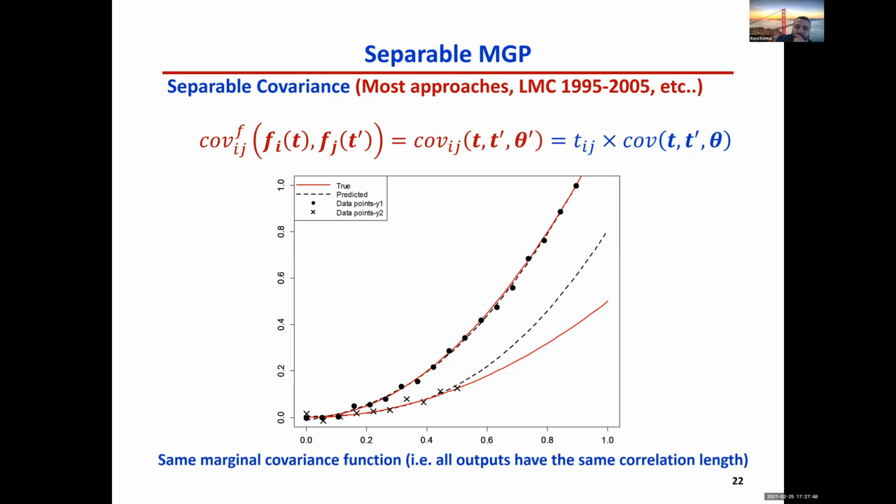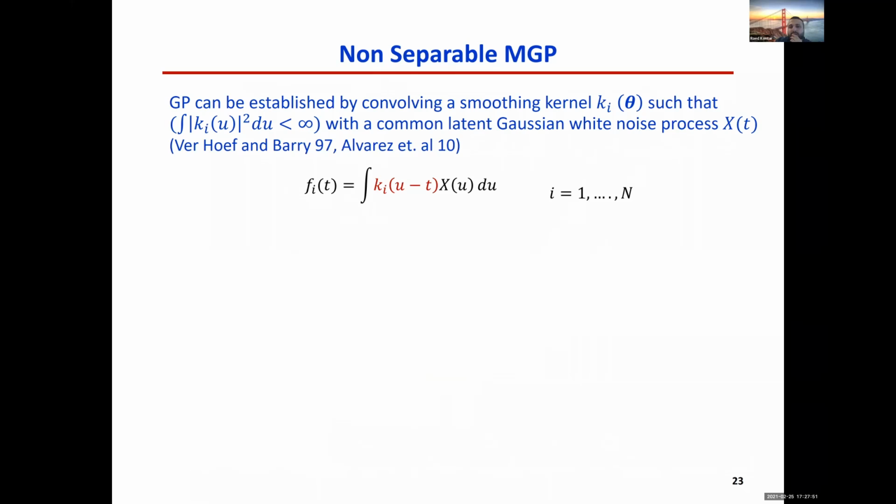Another approach in these kernel methods is a non-separable covariance construction. Interestingly, this idea was introduced to the statistical literature in 1997, but it only became popular in 2010. More recently, people have been using it more often. Instead of directly defining the covariance in a Gaussian process, a Gaussian process can be constructed as a convolution of some kernel with some latent process, with some latent function, perhaps a Gaussian process.